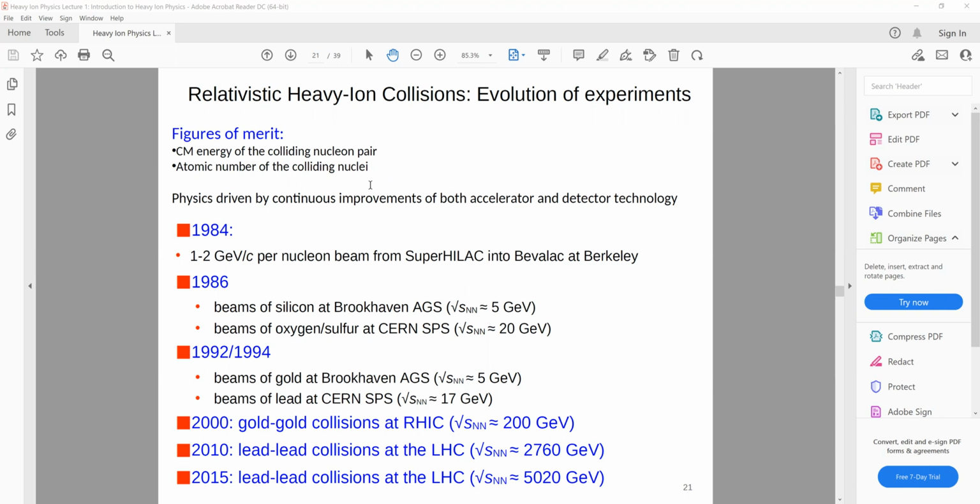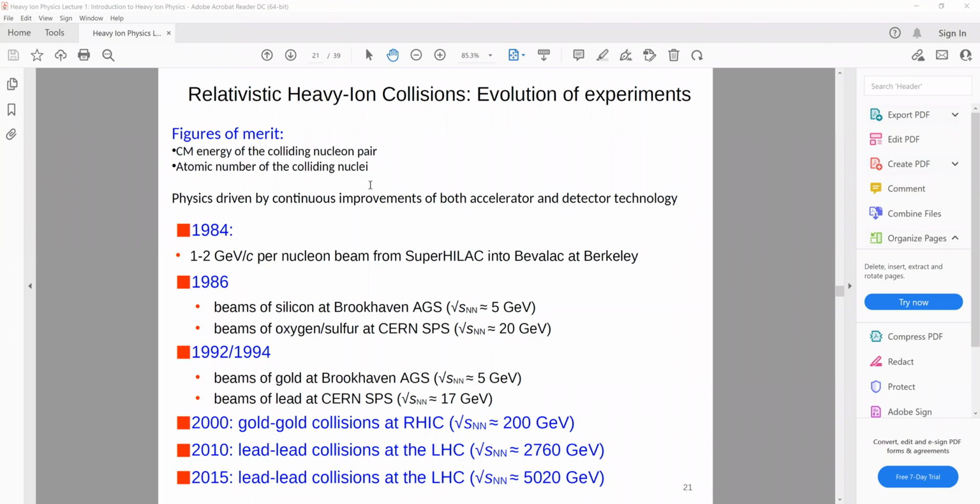So we know that the fixed target has a limitation; it cannot go beyond a maximum. Fixed target machines have a limitation that you cannot go to a very high center of mass energy. So in order to go to a very high center of mass energy, a different design of accelerators was found, which we all know. They are called colliders, where the target is not fixed; there are both beams moving.